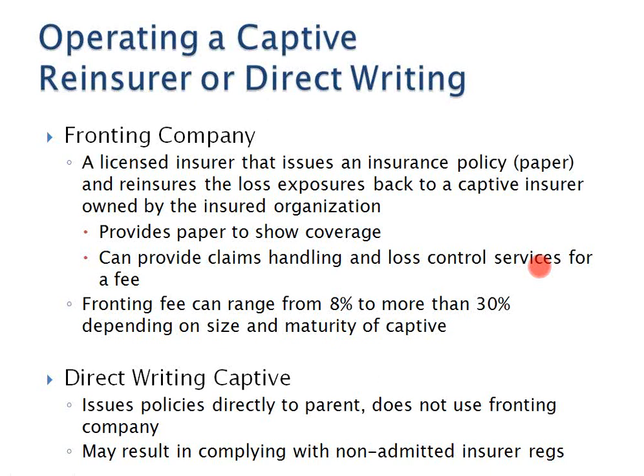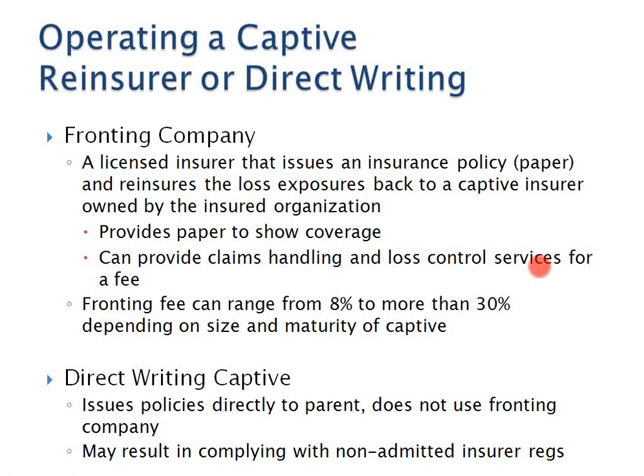A direct writing captive would issue policies directly to the parent. It does not use the fronting company, and in doing so, because we're only going to write policies to our own organization, to no one else, then we can do that, but we may have to follow what they call non-admitted insurance rights. In some states, they may have some regulations which we have to follow to do that. And every state's going to be a little bit different on those non-admitted insurance rights.